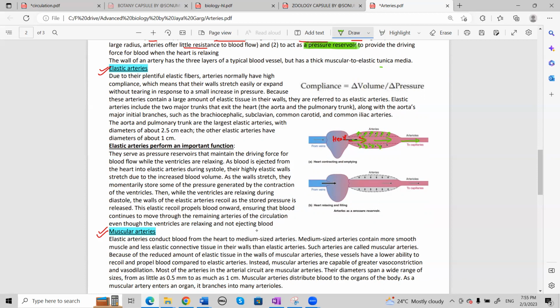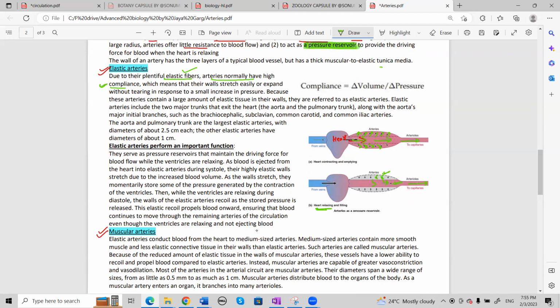And when the heart is relaxing, it is not pumping the blood. At that time, still the pressure is there in the artery. Pressure has not fallen to zero. Why has it not fallen to zero? Because if you see, the elastic fibers are recoiling back. So blood is pushed again into the artery so that flow is maintained. So because of the elastic fiber, arteries normally have high compliance.